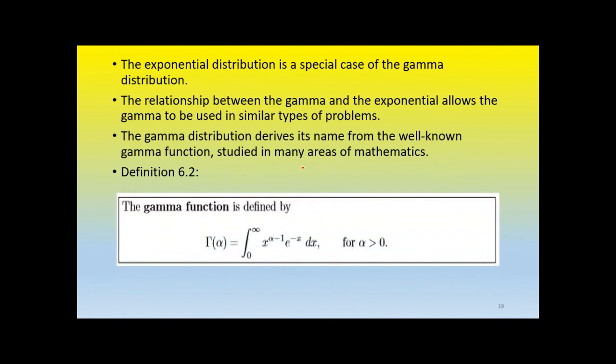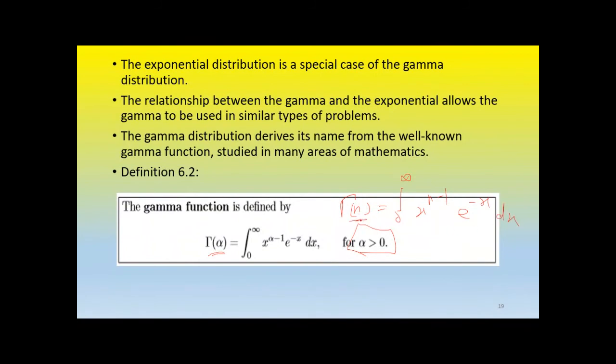This is actually the gamma function. Gamma of alpha, or sometimes some books will write n. Whatever comes inside the notation will be in the power of x. And there is a kernel, e power minus x dx. This is for all alpha greater than 0. Alpha value will not be considered for negative values. You can write gamma of n, which is the integral from 0 to infinity of x power n minus 1 e raised to minus x dx.